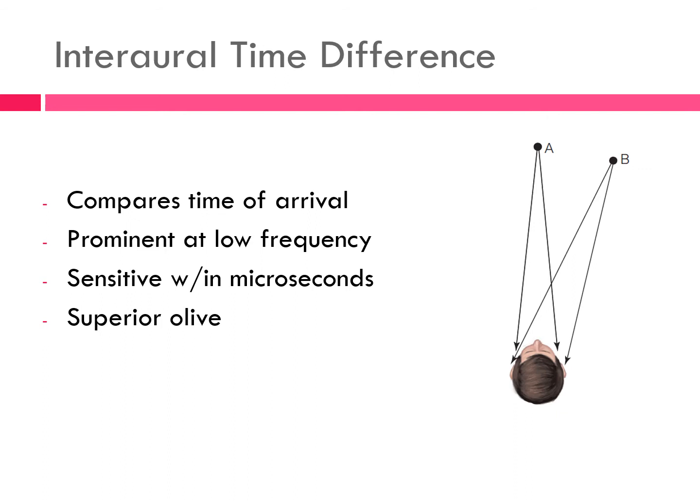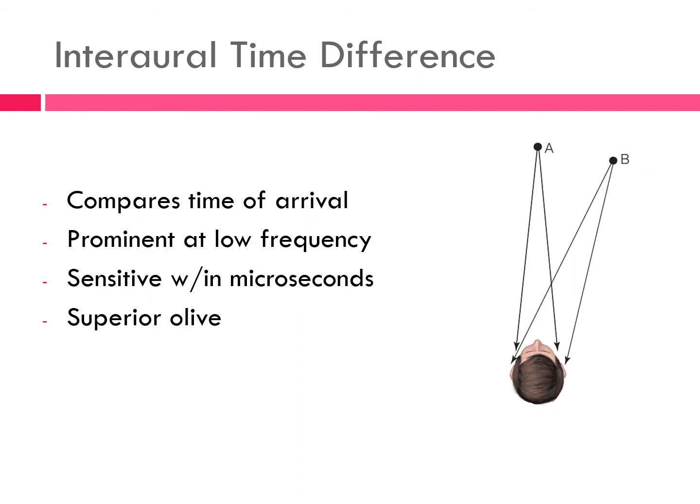So our interaural time difference, the time difference between the two ears, compares the time of arrival at those two ears. If something's at point A, it's going to hit my two ears at the same time. And if something's at point B, anywhere off to the side of A, in this case, because they're showing the right ear, it's going to hit the right ear before the left ear. And our ears are sensitive to within microseconds of difference.